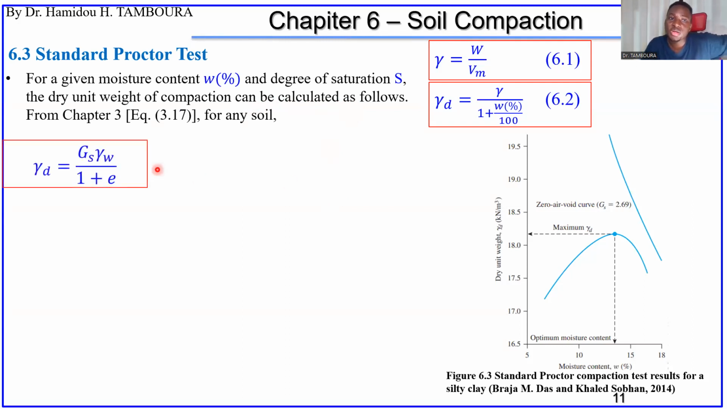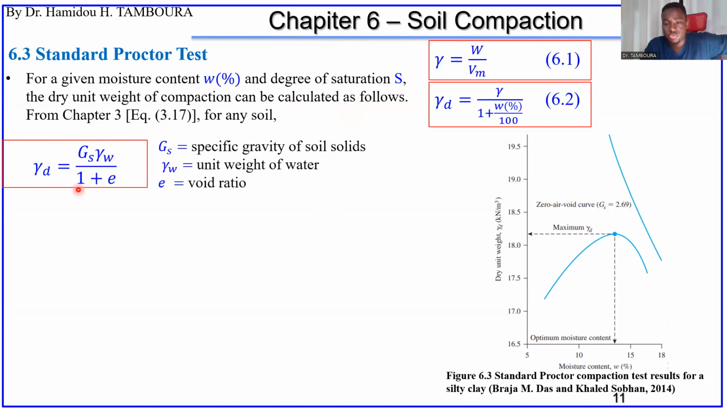We obtained this formula from chapter 3. If you remember, go back, you can check equation 3.17. So we can obtain the dry unit weight also from this formula, by using the specific gravity, GS, the unit weight of water, that is easy for you. And of course, this one, the void ratio, e. Okay. So if you have this formula now, and you have this one also, it means you can work to obtain something with this formula.